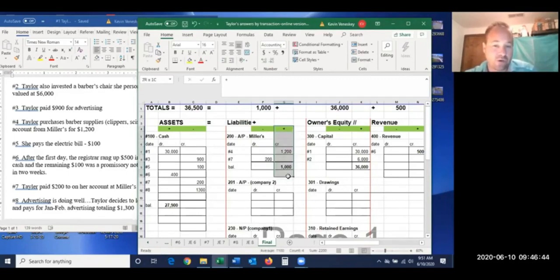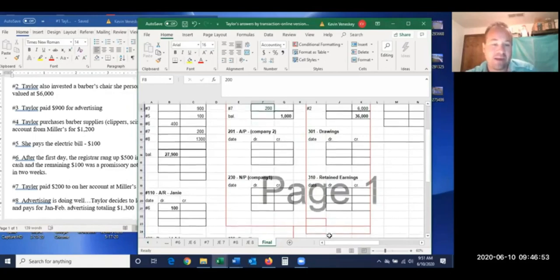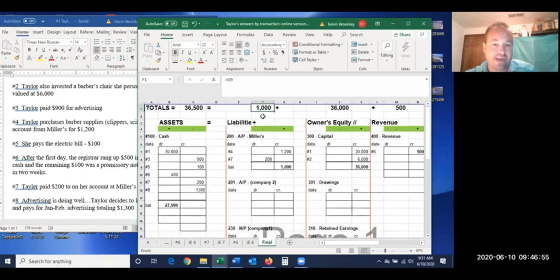Notice it goes over here on this side. It's on the positive side. My balance is a positive 1,000, not a negative. And that was the only liability I had. So that's real easy to add up into my parent accounts. It's just this total.